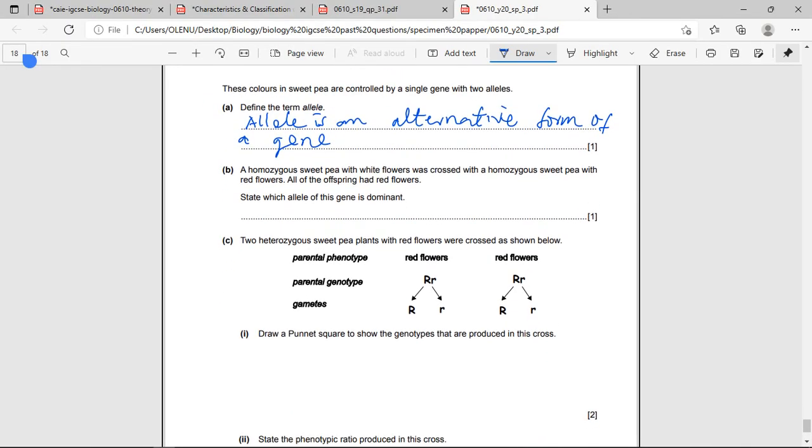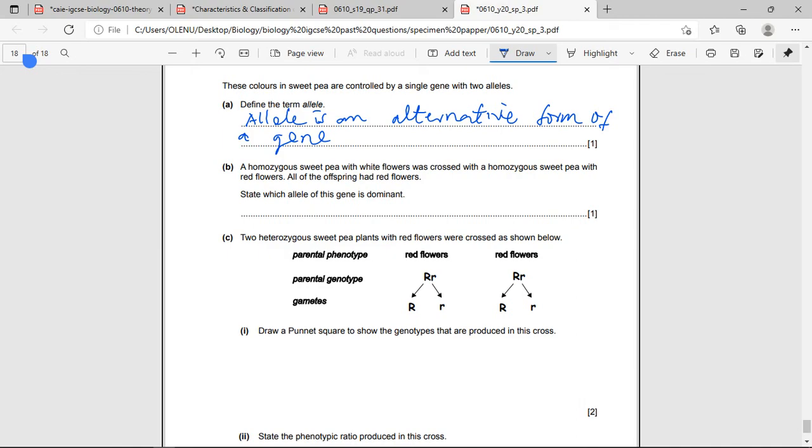Now they say a homozygous sweet pea with white flower was crossed with a homozygous sweet pea with a red flower. All the offspring had red flowers. State which allele of this gene is dominant. If all of them have red flowers, the red allele R is dominant.